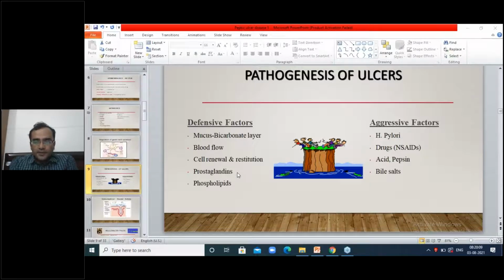Whereas the aggressive factors are H. pylori, drugs, acid and pepsin, and bile salts. All of these damage the epithelial layer, and we will talk a little bit about H. pylori and drugs like NSAIDs and their mechanism.